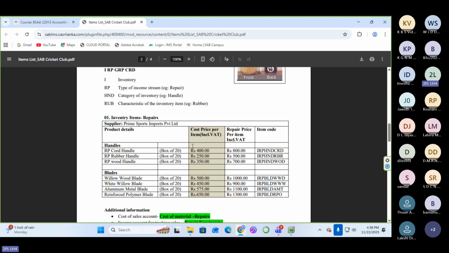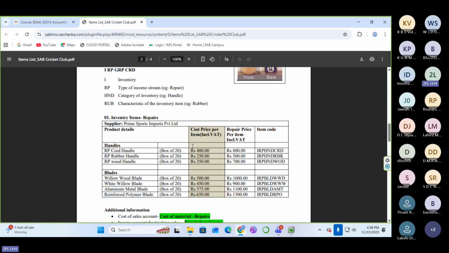Then this dark color column is given because that purchase price we are not usually including in the items creation, even though that information is given, right? Even though that information is provided to us, we are not including the purchase price when creating the item code or item. There is a reason for that.